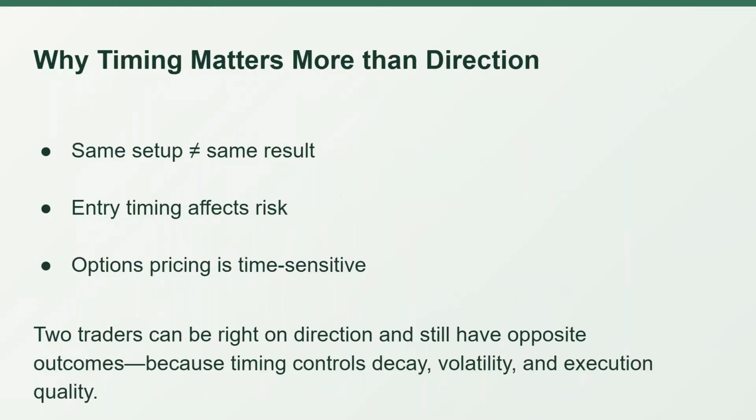I want to talk a little bit about why timing matters. We alert these SPY ATM trades at a particular time for a reason. That's because you can have two traders that have the same setup and they can execute, but they get very different results. It doesn't always equal the same results. The entry timing, when you enter throughout the day with zero DTE, influences the type of trade very, very much. Option pricing is also time sensitive, so you've got to be very careful with this. Like I said, two traders can be right on the direction of the market, but still have totally opposite outcomes because of things like time decay, volatility, and execution quality.